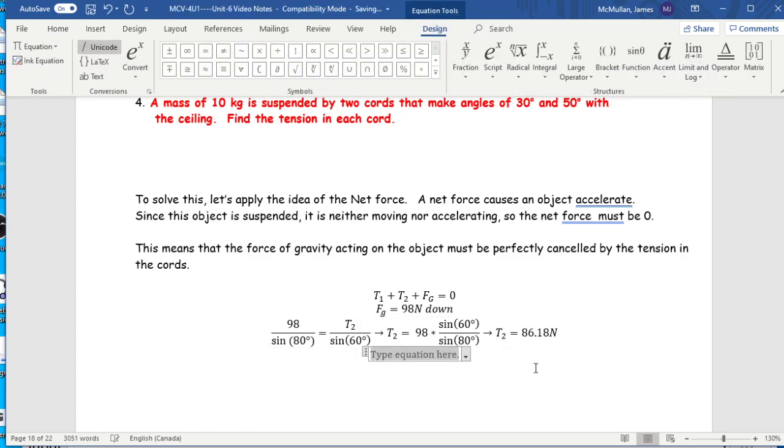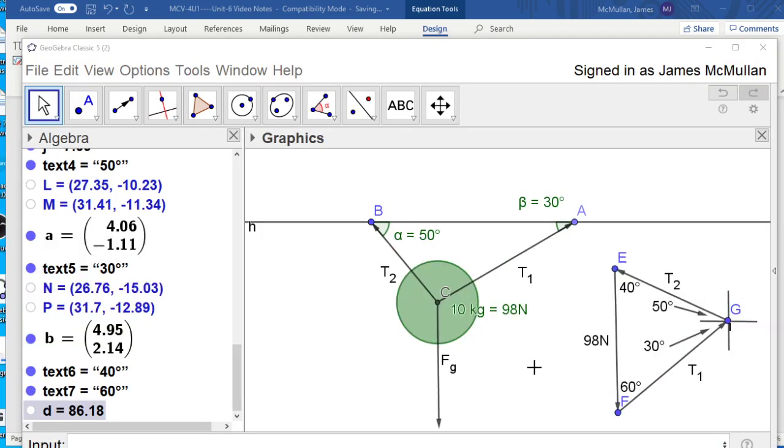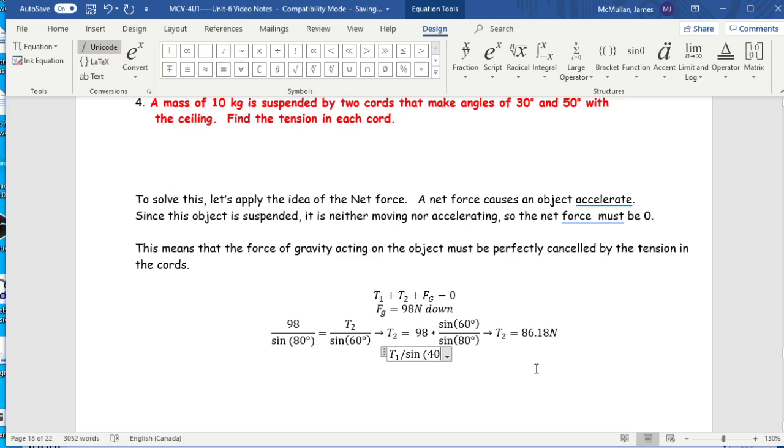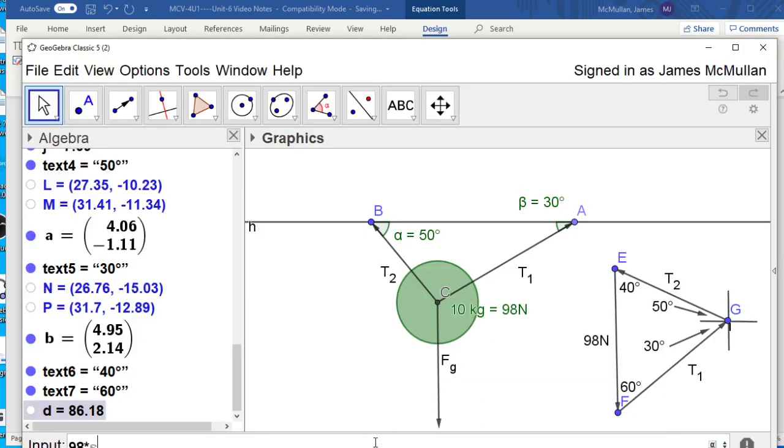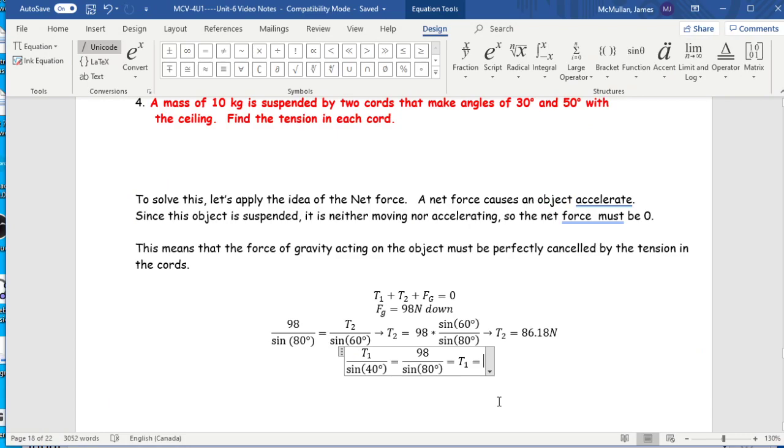Now T1 divided by sine of, the other number was what, 40? Yep. Sine 40 is equal to 98 over sine 90. Not sine 90, sine 80. And when you solve that one, T1 is 98 times sine 40 over sine 80, which is 63.96 newtons.